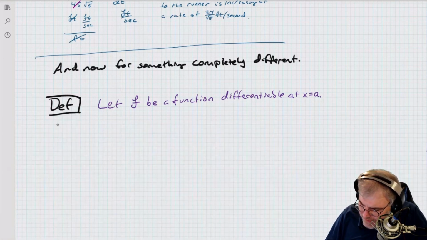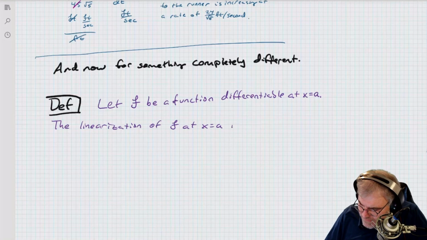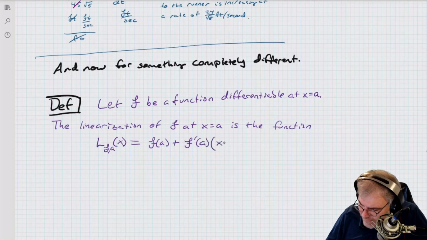The linearization of f at x equals a is the function L_{f,a} of x equals f of a plus f prime of a times x minus a.